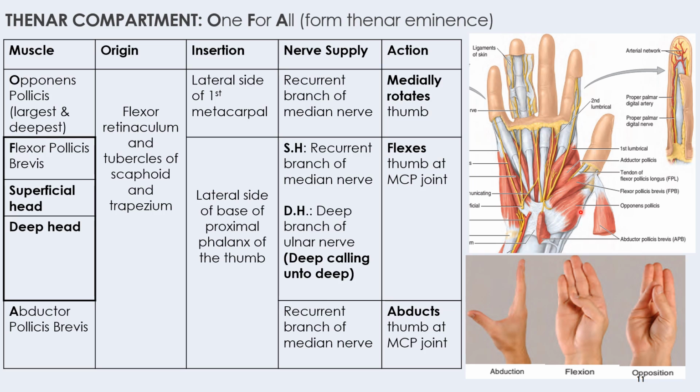Just for emphasis, this is our opponens pollicis, which is the deepest of all. These are flexor pollicis brevis, and this is our abductor pollicis brevis that has been cut this way for us to see the opponens pollicis better.